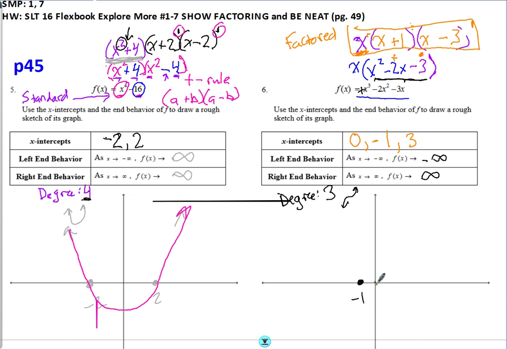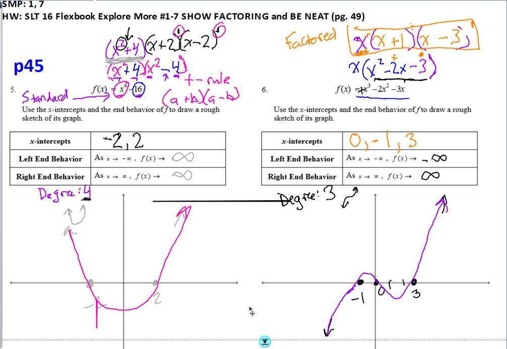So now all we really need to do is label our graph, put in our end behaviors, and connect the dots. Since all of my multiplicities are 1, I will go straight through negative 1, straight through 0, and straight through 3. So that's how we factor and graph polynomials.